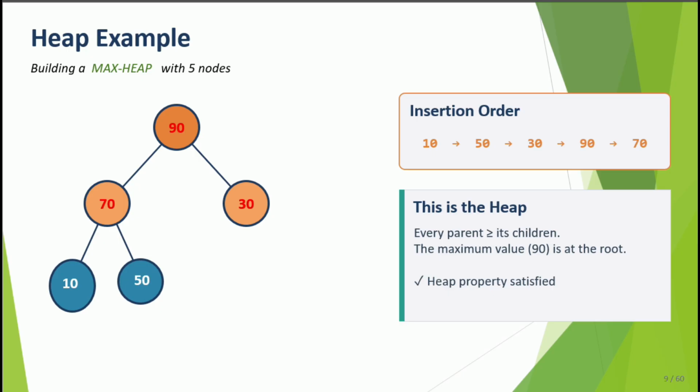By using the insertion order 10, 50, 30, 90, and 70, after the heap adjustments, 90 becomes the root. The heap property is maintained because every parent is larger than its children. Here 90 is the parent of 70 and 30, 70 is the parent of 10 and 50, and 30 is the parent of none.